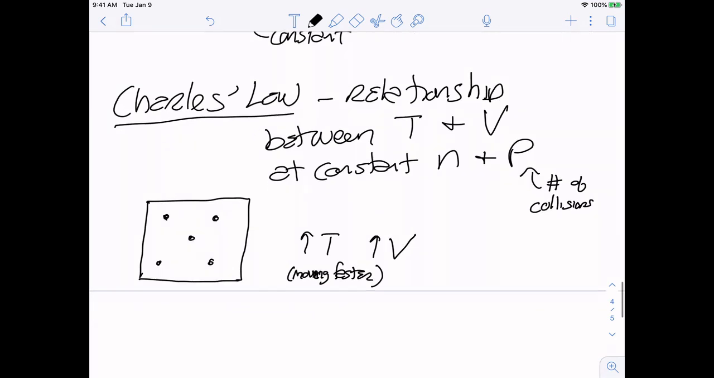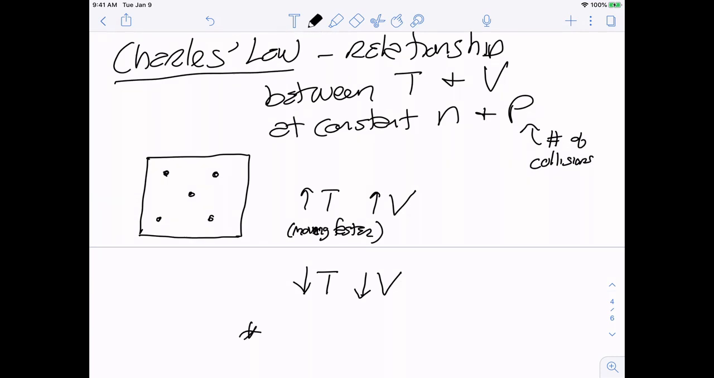And then the opposite is true. If I was to have them move slower, and again, I want them to collide with the same amount of collision, same forcefulness as before. So I don't want them to collide less. I don't want them to collide more. I want them to collide the same. So if I slow them down and I want collisions to remain constant, then I have to give them less room to move around in. Otherwise, they would collide less, and we don't want that. So as one goes up, the other goes up. As one goes down, the other goes down. So this is a direct relationship. Right? Boyle's law was inverse. As one went up, the other one's smaller. This one's direct.